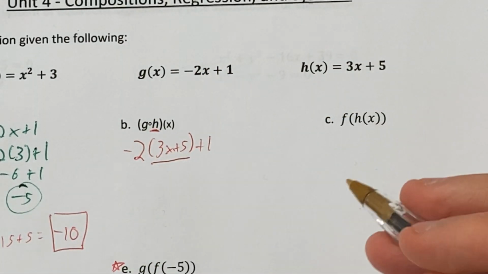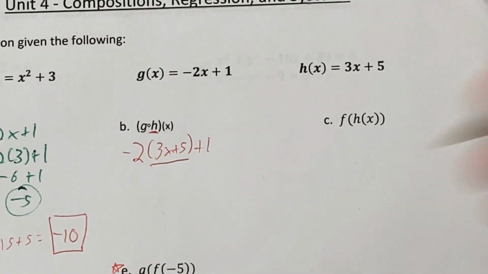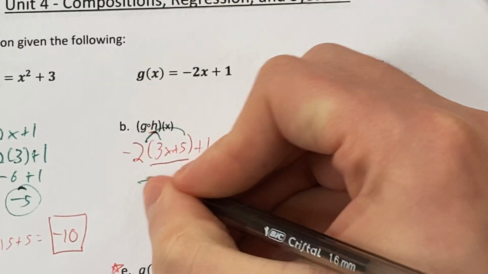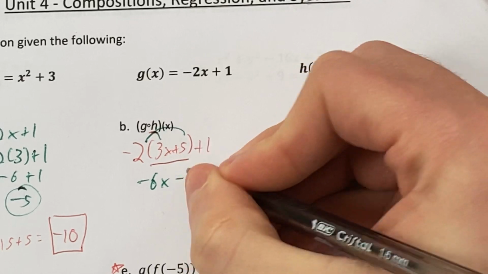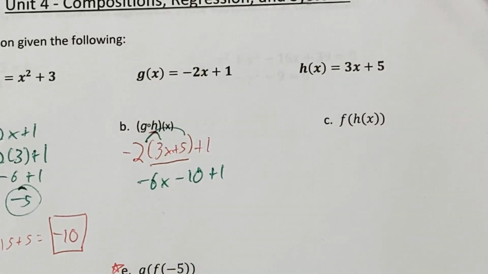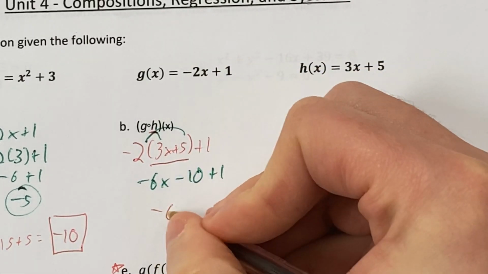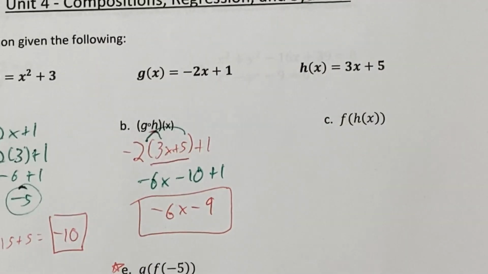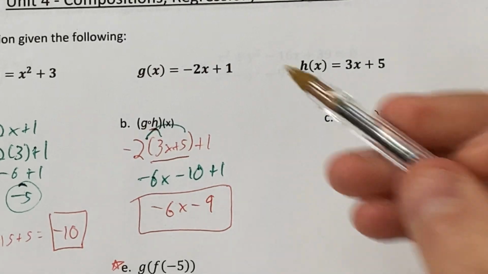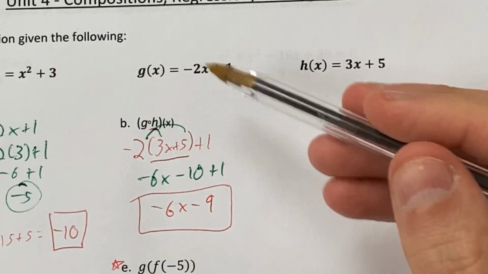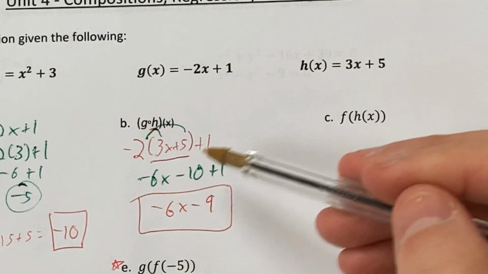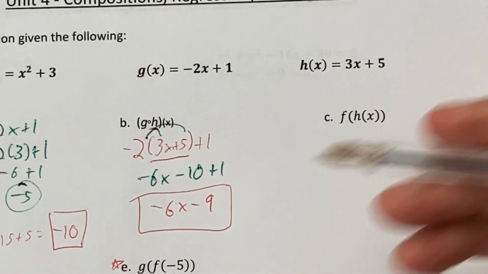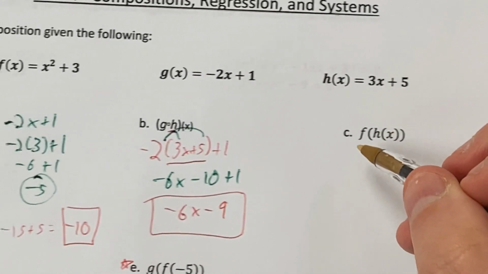After that, it's simplifying. Here you would distribute this negative 2 to get negative 6x minus 10 plus 1, which then is negative 6x minus 9, the answer. So usually it's the setup that's the hardest part. And when I grade these things, I give you half credit for setting it up correctly and the other half for simplifying correctly. So let's go on to f of h.